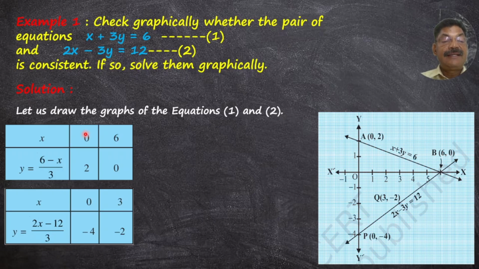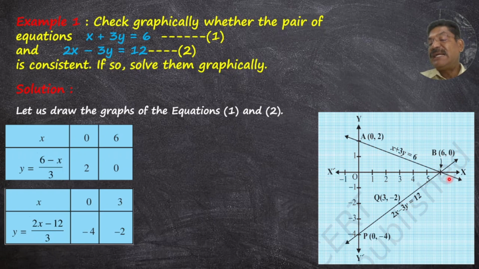So, here (0, 2) is represented by A, and (6, 0) is represented by B. So, joining these 2 points, you can draw a straight line. Similarly, (0, minus 4) is represented as P, and (3, minus 2) is represented as Q, this point. So, joining these 2 points, you can draw the straight line.